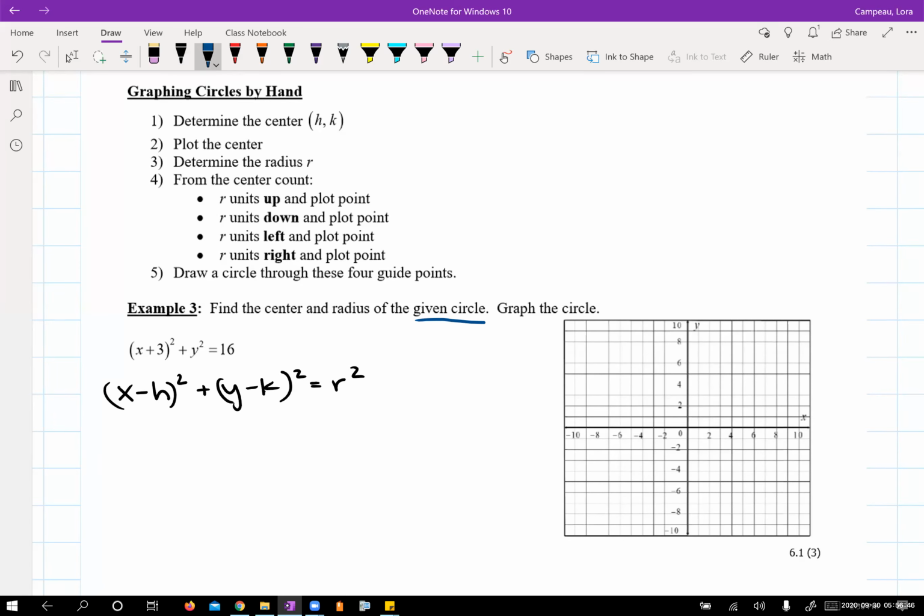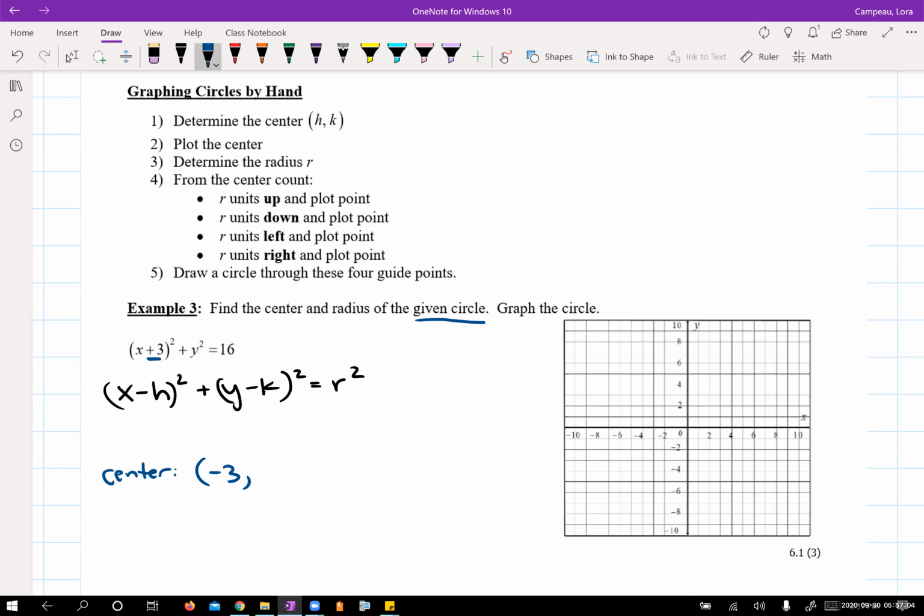So if I can do that, I'm going to look at my center and notice that I have x + 3. So that's going to tell me that the center, or at least the x value of the center, is going to be at -3.